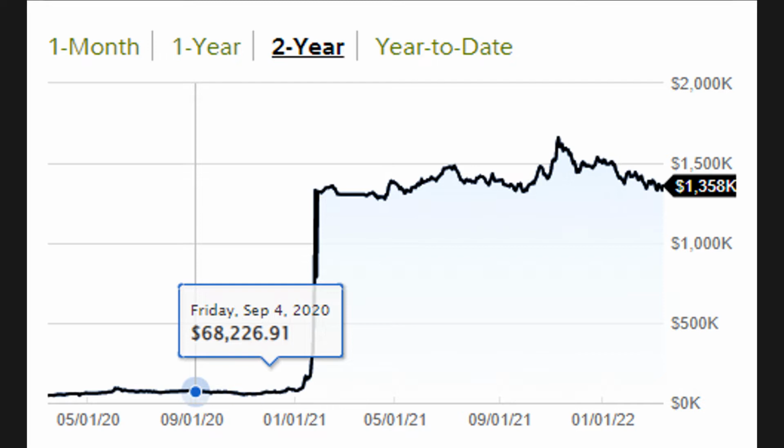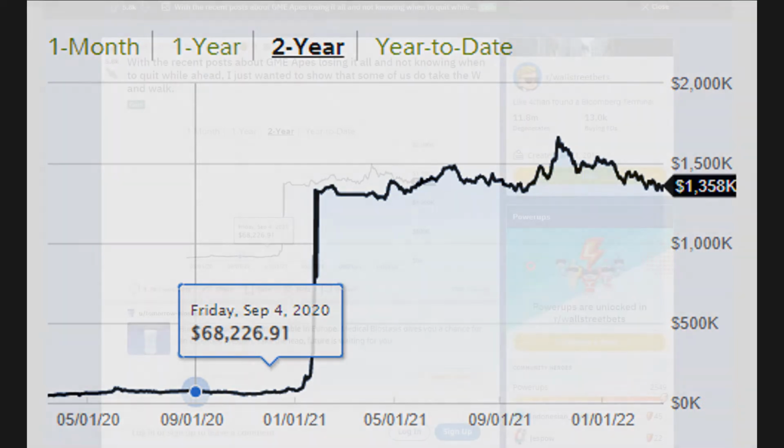Then we see this sudden spike to over $1 million, and quite surprisingly it stays there. This is an extremely rare sight to see. Anyway, right now his account is worth around $1,358,000, which is a 2000% gain. Well, I'm glad to see that there are traders who lock in their profits.